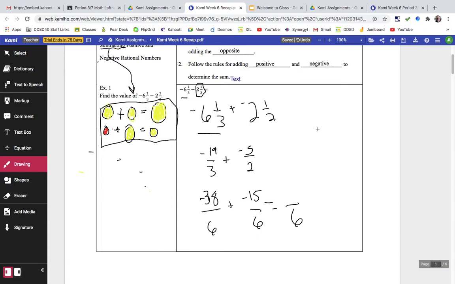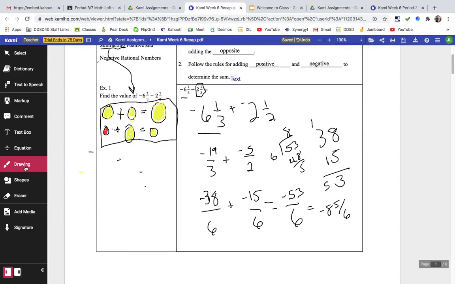And then we're combining a negative 38 with a 15. That means that we need to combine them together to get 53. And it's negative, so it's negative 53. And that's going to simplify. 53 divided by 6 is 8 with 5 left over. So it equals negative 8 5/6.